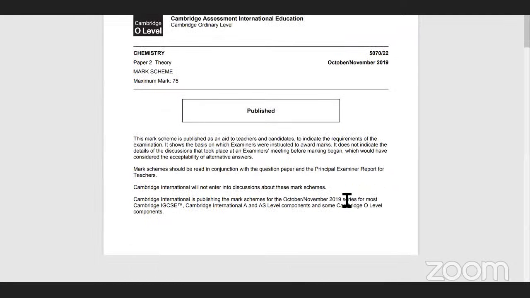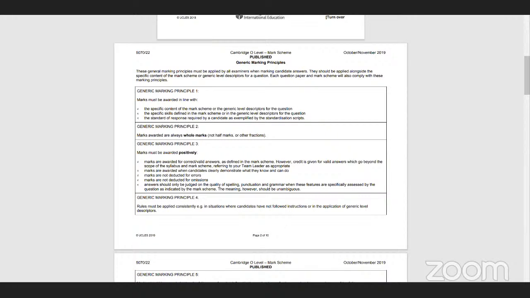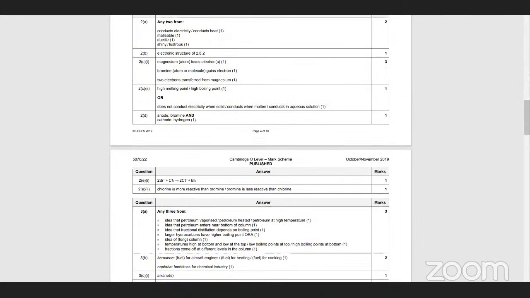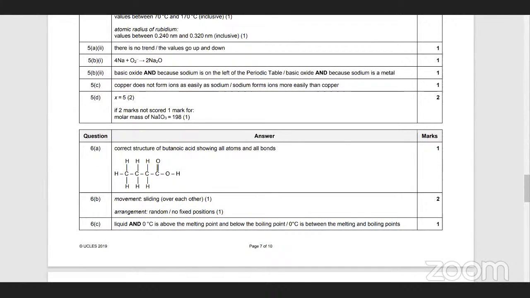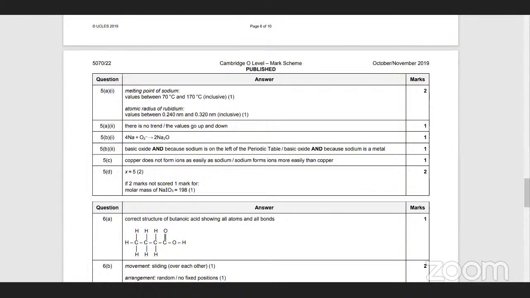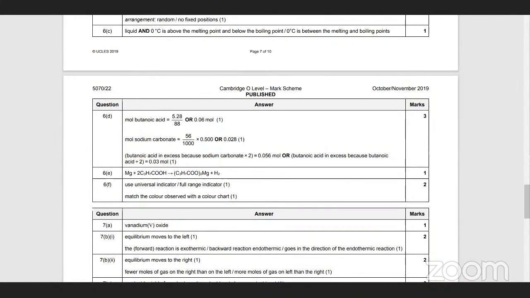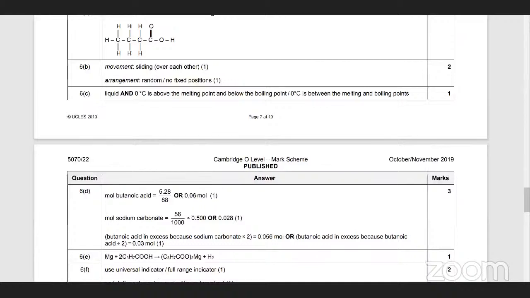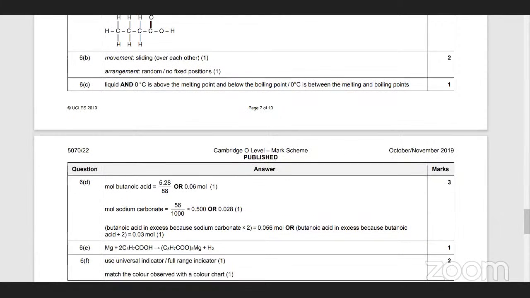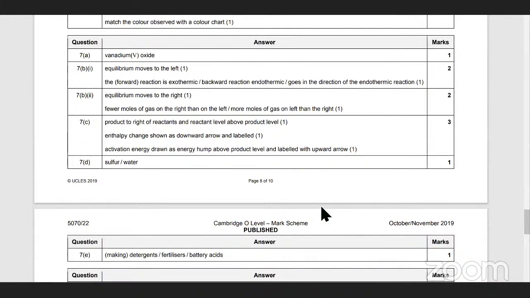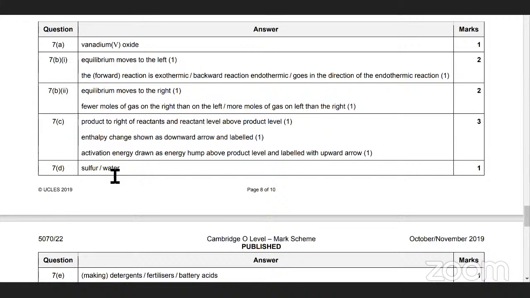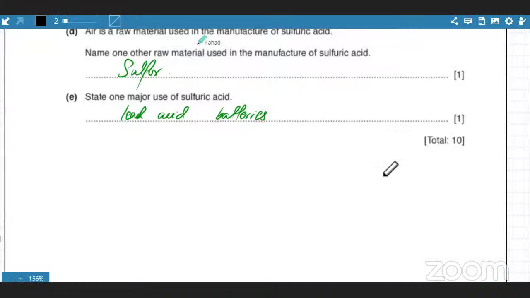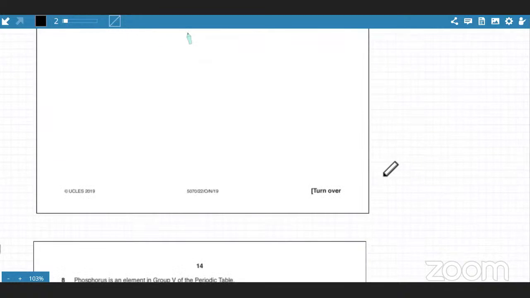So here's the marking scheme, and we were on section B, the first question in section B. So it is sulfur. 7 part D, that's simply sulfur. They weren't actually looking for the ore. That was just sulfur. Anyway, we're done with this part. Let's move to the next part.